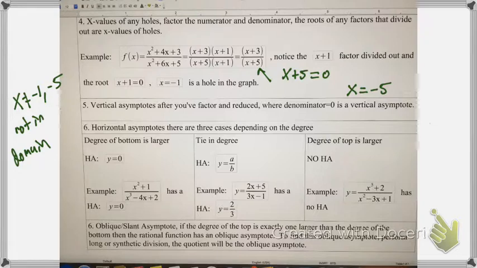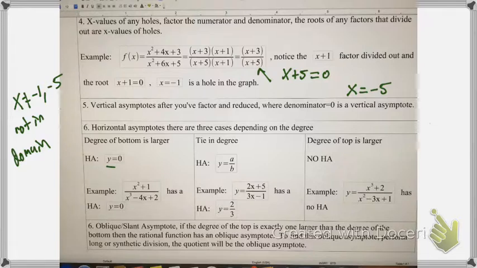In the first case, the degree of the bottom is larger, and we're going to have HA, abbreviated for horizontal asymptote, y equals 0. For example, I have x squared plus 1 over x cubed minus 4x plus 2. The degree of the top is 2, and the degree of the bottom is 3, and so that's going to have a horizontal asymptote of y equals 0. Sometimes students refer to that as bottom heavy.